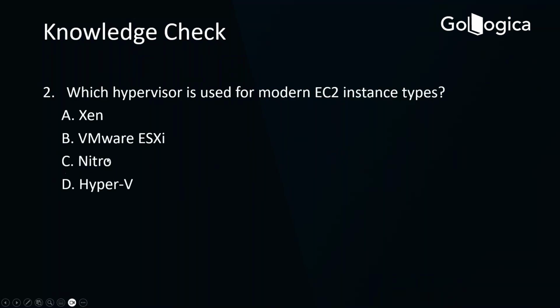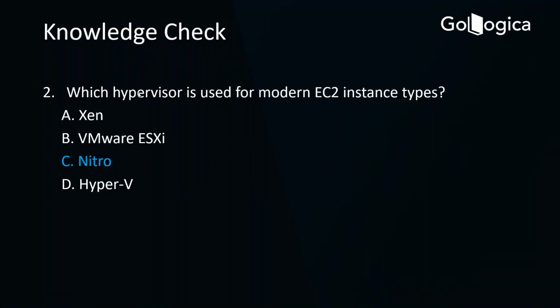Okay, Nitro. So what is Xen? Xen is for other instance types that we have, the previous generation instance types. I remember you mentioned that. Okay, so Nitro.